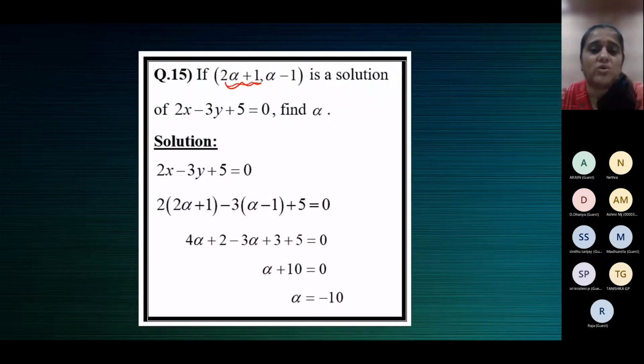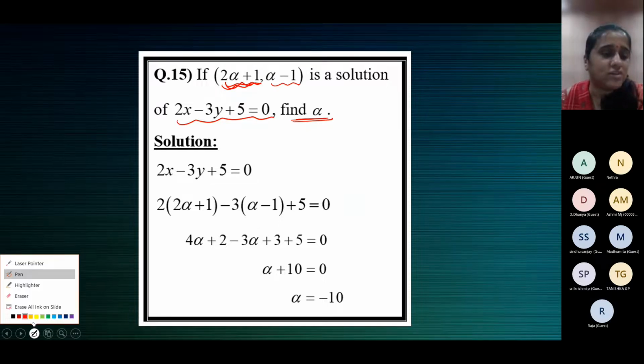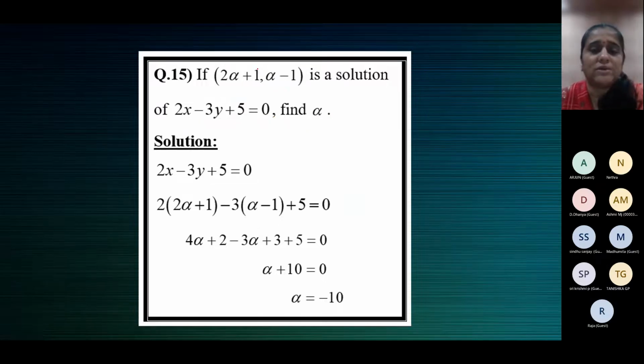So if 2 alpha plus 1 and alpha minus 1 is a solution of this equation, find alpha. So you just have to substitute these values in place of x and y. This is the value of x, and this is the value of y.